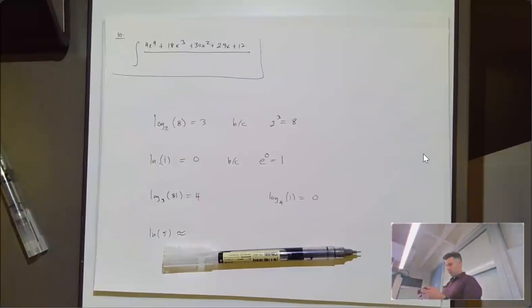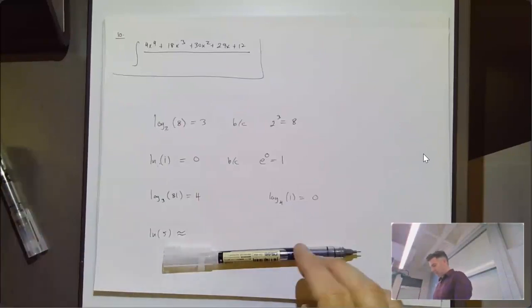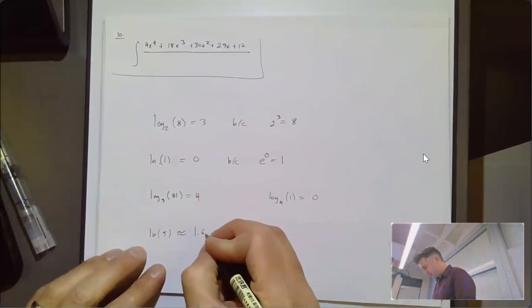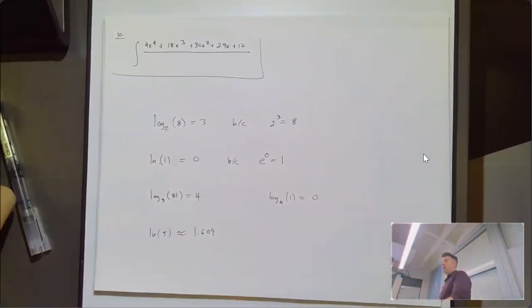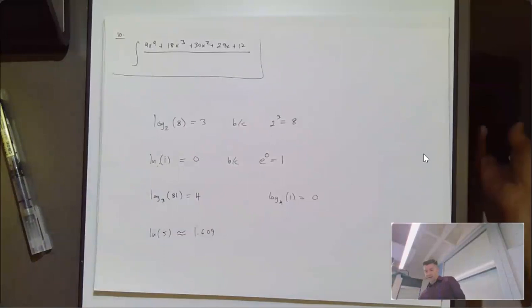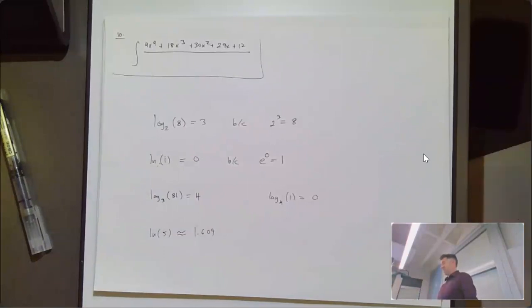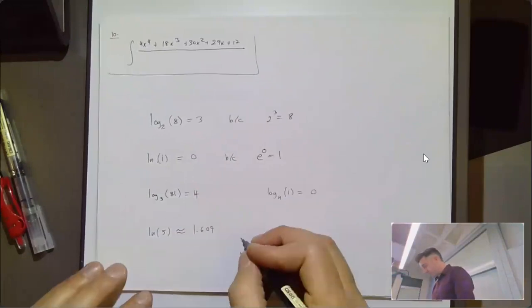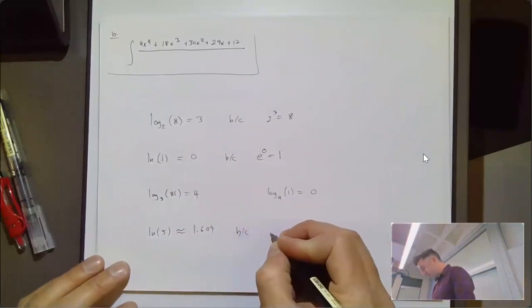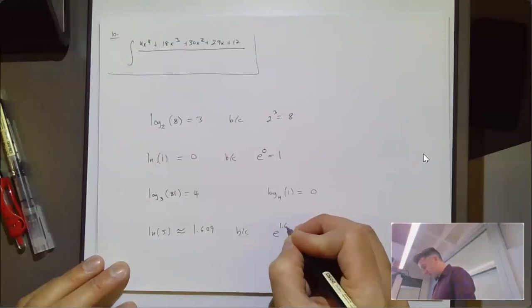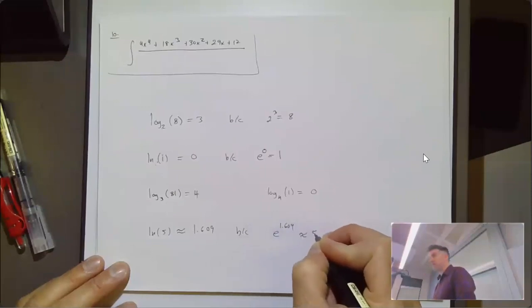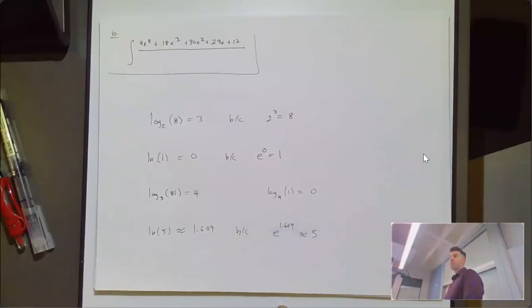Okay, let's see. It's natural log of 5. So 5, natural log there. It's about 1.609. But again, that's just an approximation, right? The only thing you can say natural log of 5 is actually equal to is natural log of 5, which I know is not very reassuring, but this is because e to the 1.609 is approximately 5. Right? That's the reason.